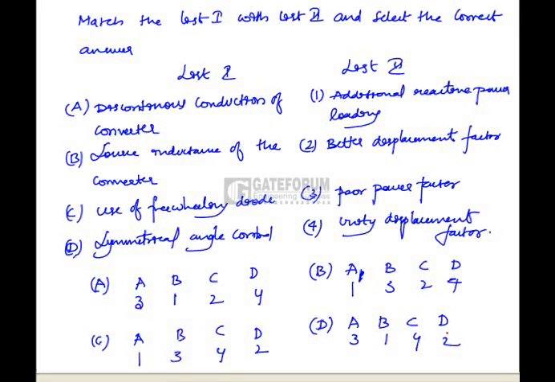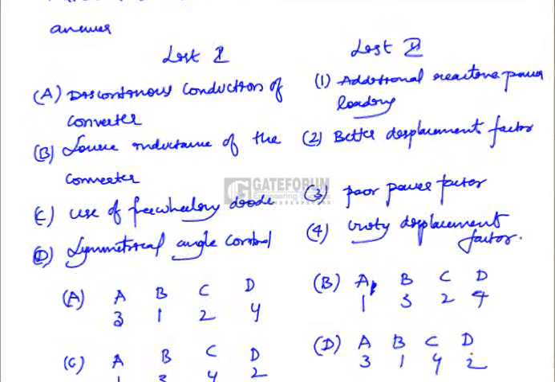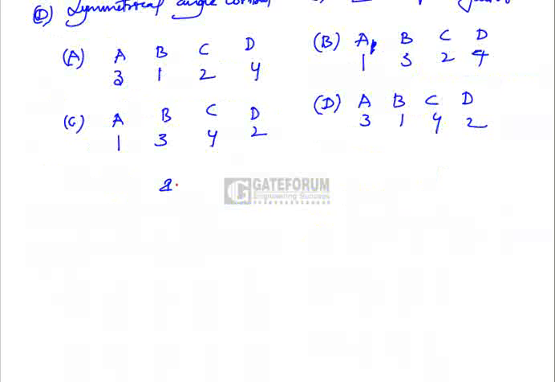Match list 1 with list 2 and select the correct answer. Now, list 1 A is discontinuous conduction of current. We have to match it with list 2. When you have discontinuous conduction of current, what does it mean? That current is reduced to 0.